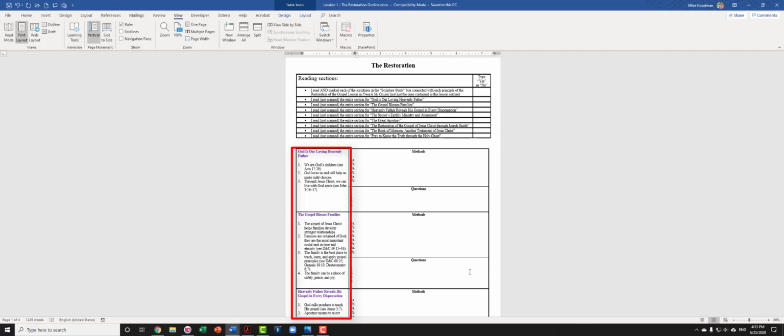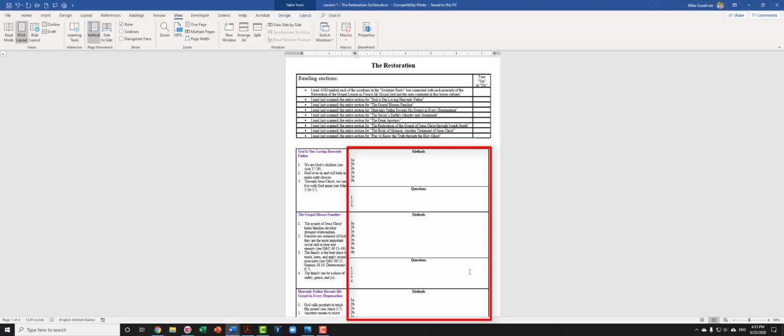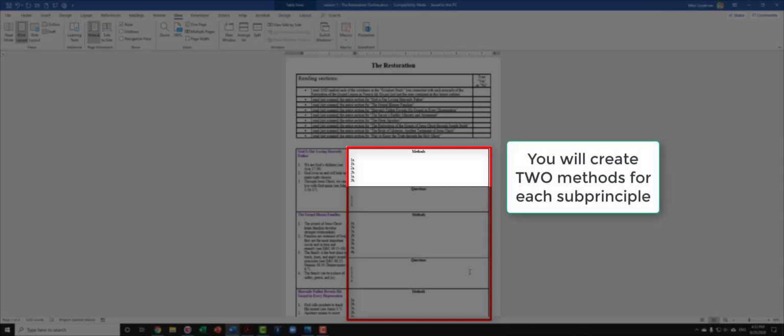The left column simply contains the full lesson outline from Preach My Gospel. It shows each of the purple principles and the related sub-principles. All of your work will be in the corresponding right column. First, you will create 2 different teaching methods for each sub-principle. Missionaries often get stuck in a rut, teaching the same principles the same way, even if that's not the most effective way for their investigator. I require you to think of at least 2 different ways to teach each sub-principle in an attempt to help continue to create the most effective teaching methods for your investigators in the mission field.